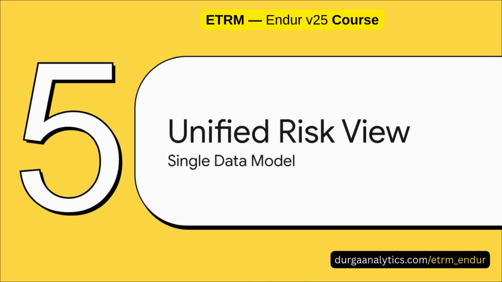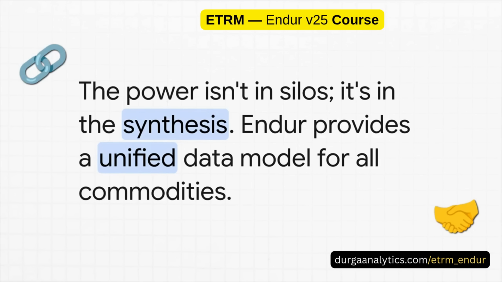Okay, so we've just walked through 5 incredibly different commercial and physical realities, from hourly grid flows to global LNG voyages. How on earth does a single piece of software create a unified, coherent map of risk and value across all of them? This really gets to the very heart of Endur's architectural genius. You see, a lot of older systems just bolt on modules for different commodities, creating this messy patchwork of data silos.